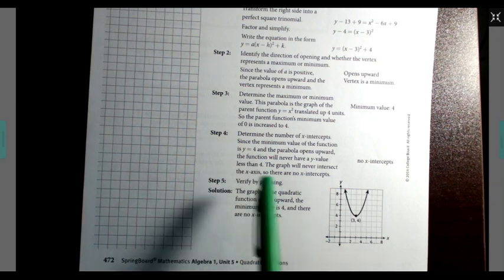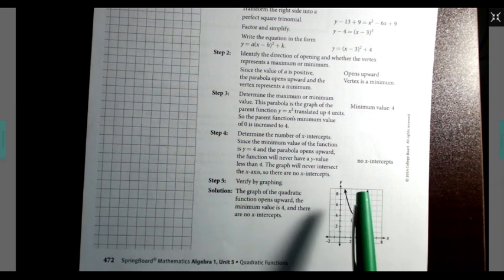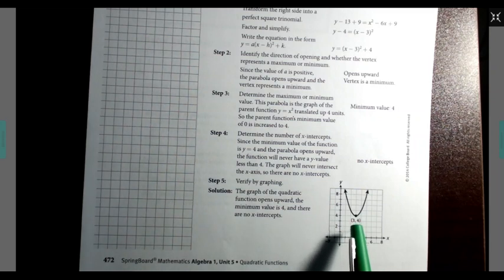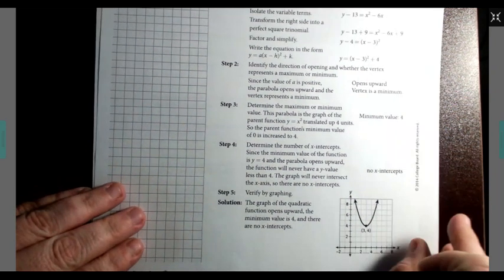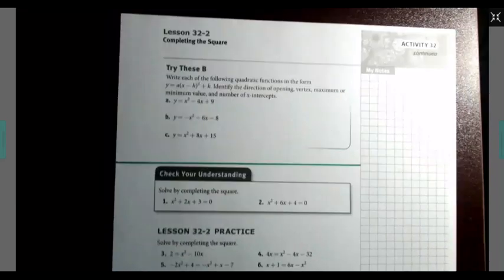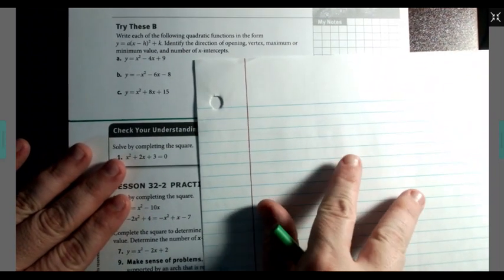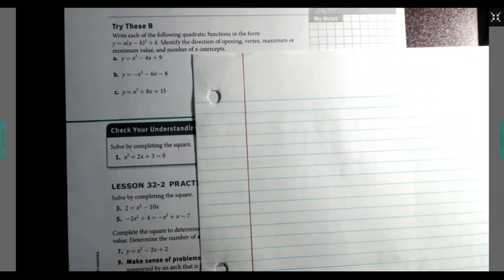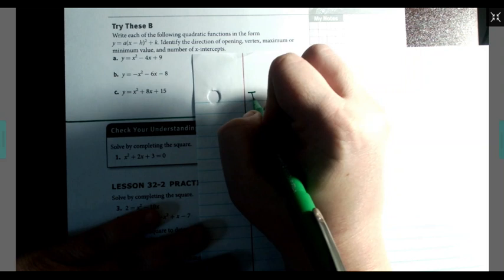And you would verify this by graphing it. Notice that my vertex is at (3, 4), and it never actually touches the x-axis. We're going to dive into some examples of our own. Try these.